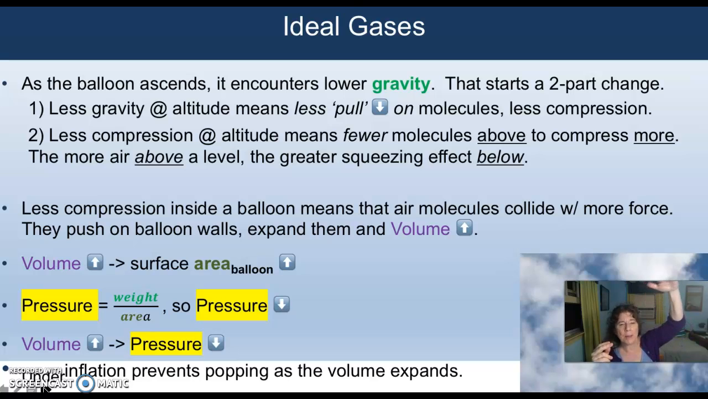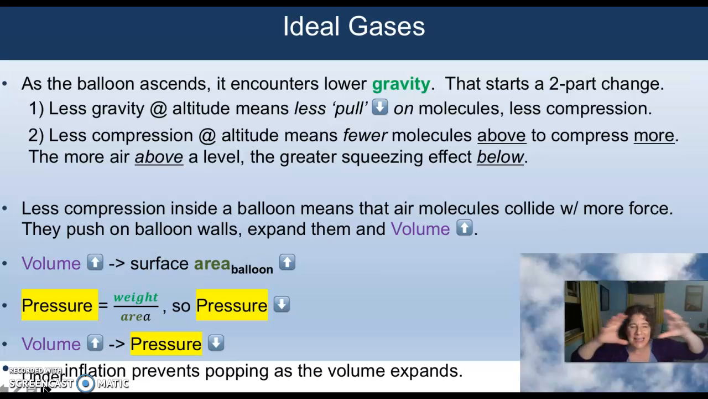With less gravity up at altitude, there's less pull on the molecules that are inside your balloon. Those molecules inside your balloon have less compression around them from the atmosphere around them. And less compression at that altitude means that there are fewer molecules above that altitude to compress down more. And the more air is above a level, the greater the squeezing effect onto that level. So at altitude, I haven't got a whole lot more up there because I've lost so much of my gravity, and I haven't got much pushing down on my little weather balloon.